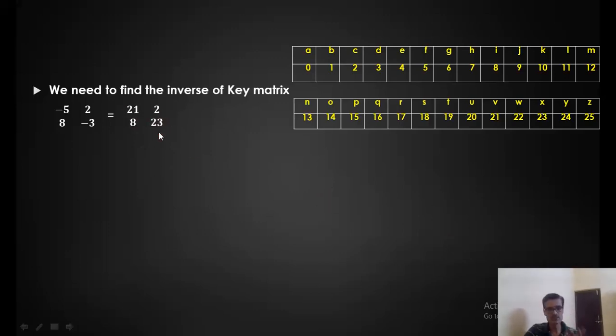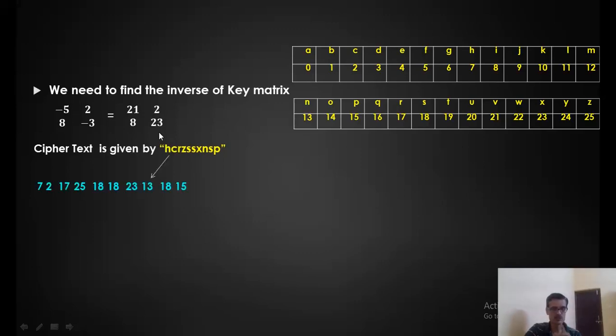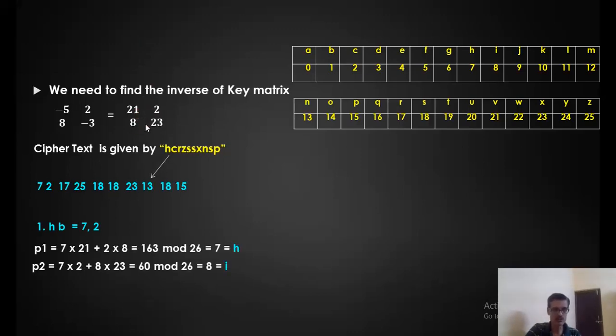Then the ciphertext is multiplied by this. My ciphertext is divided into groups of 2 numbers: 7, 2, 17, 25, 18, 18, 23, 13, 18, 15. So the equivalent numbers I have taken. Go for the first case, 7 and 2, then multiply that by the matrix 21, 2, 8, 23. So I get H, I got I. These two are my first 2 alphabets in the plain text.